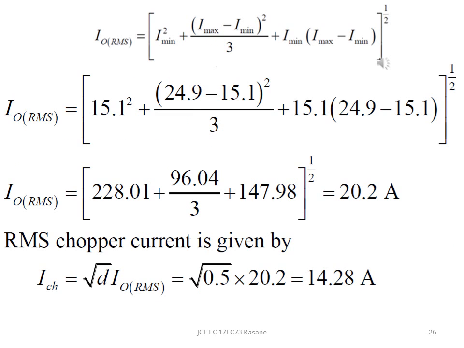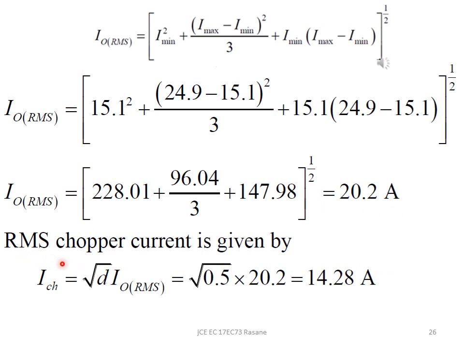So substituting the values in this formula that we have taken from the previous slide: I minimum squared is 15.1 squared, plus 24.9 minus 15.1, divided by 3, plus I minimum 15.1, I max is 24.9. Just substitute it, put it under the root sign, solve it and you should be getting I naught RMS as 20.2 amperes. So students, please again try to get this answer. If not, get back to me.